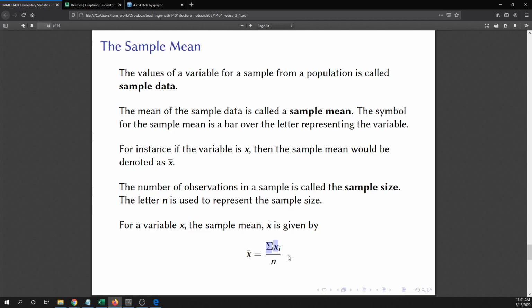That's how many observations you have. So this is nothing more than a fancy looking formula for the mean, but it's exactly what we talked about before. It says to calculate the sample mean, add up all the sample data and divide by how many you've got. So the idea behind it is not complicated. It's just complicated looking when you first see those things.